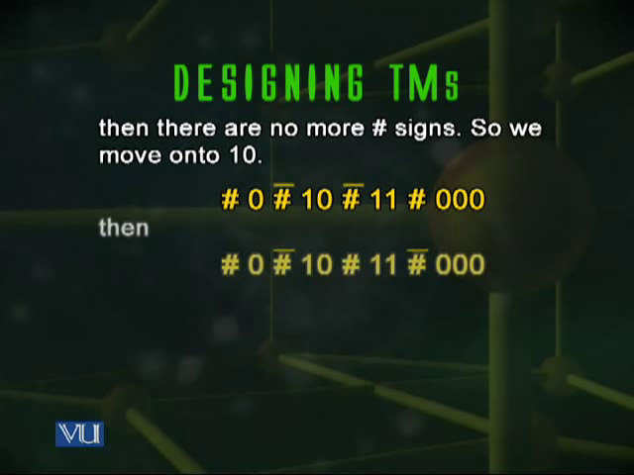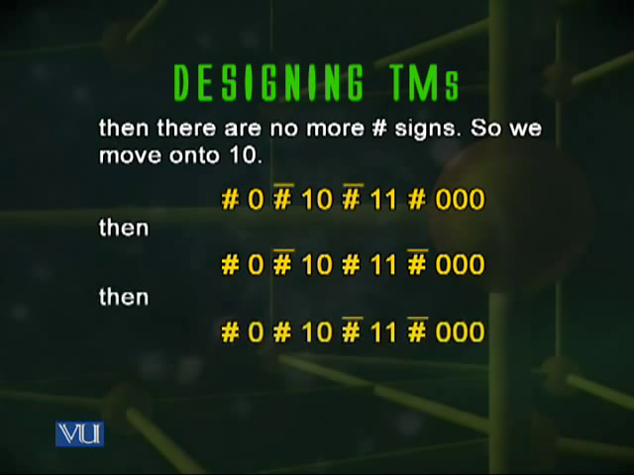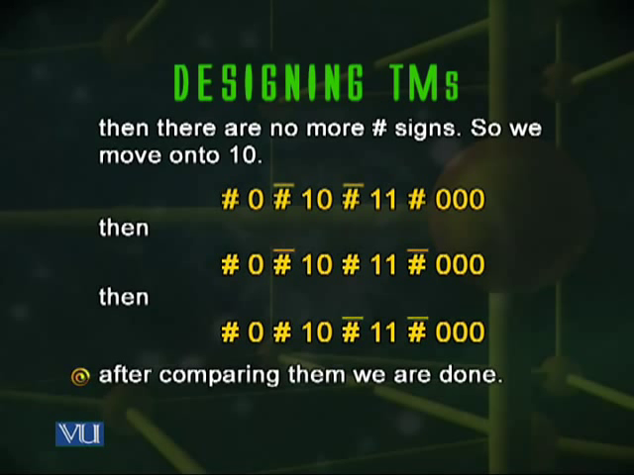This process will continue till 1, 0 is compared with all the strings, and then 1, 1 is compared with all the strings, and after comparing them we haven't found any matches, so we are done. There is a very simple algorithm or idea behind the workings of this Turing machine.